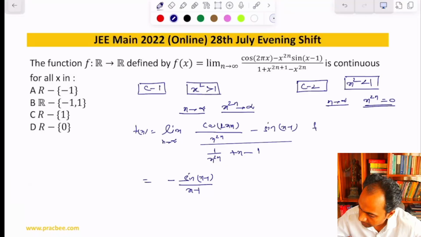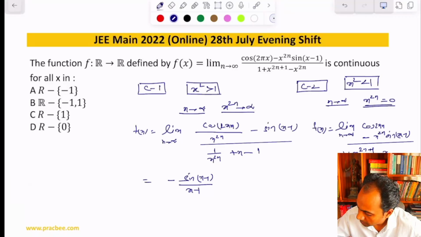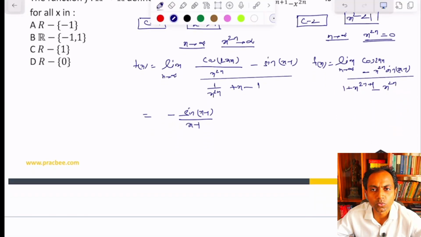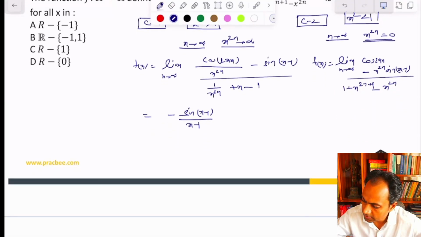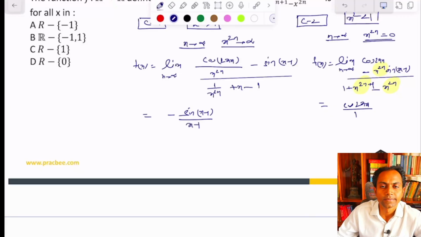And as a result, my function now, if I write this value, you can see that it can be written as cos 2 pi x minus x raised to the power 2n sine x minus 1 by 1 plus x raised to the power 2n plus 1 minus x raised to the power 2n. So x raised to the power 2n here, now you can see, is written here, here, here. All of these terms will become 0. As a result, my answer becomes cos 2 pi x by pi. This is what is happening.